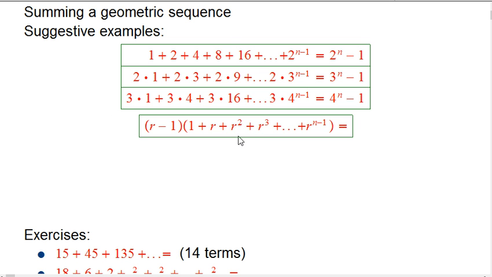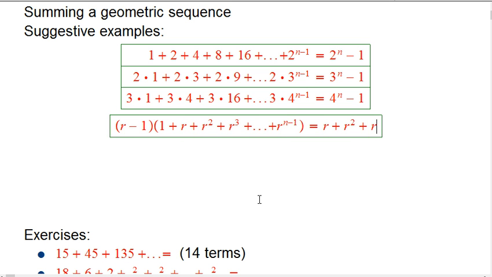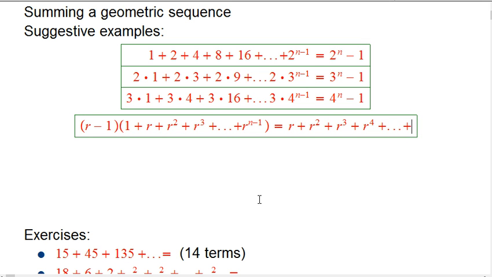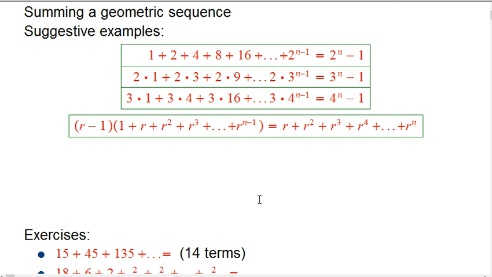Let me just FOIL that out. Now that we've got to guess that it's a good thing to do, and I think that's the least obvious part of the usual proof. It's like, why would you do this? We just saw this come out of some numerical investigations. Once you've got this guess that this might be simple, then you can just FOIL it. So we're going to get r times 1 is r, plus r times r is r squared, plus r times r squared is r cubed, plus r to the 4th, and I think we're getting the idea, plus, okay, and then all the way up to r to the n.